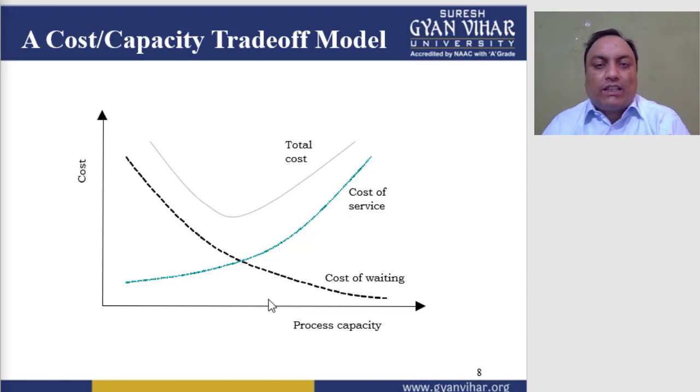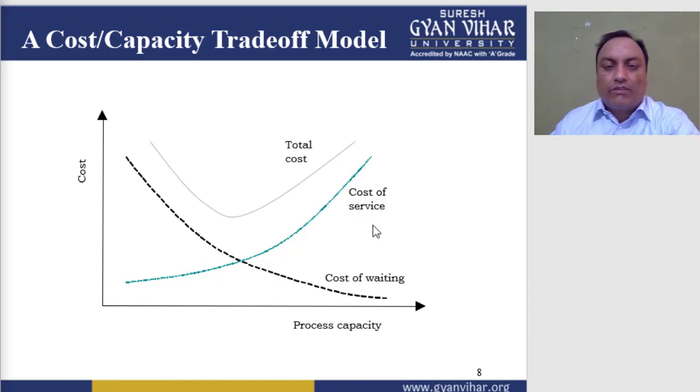In this cost and capacity trade-off model, here is cost and here is process capacity. This black dotted line shows the cost of waiting, this green line shows the cost of service, and this tub curve, just like a V curve, shows the total cost of the items, right? So here we see that if process capacity is increased, then the cost of waiting decreases.